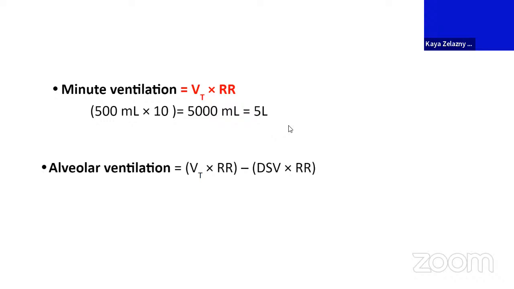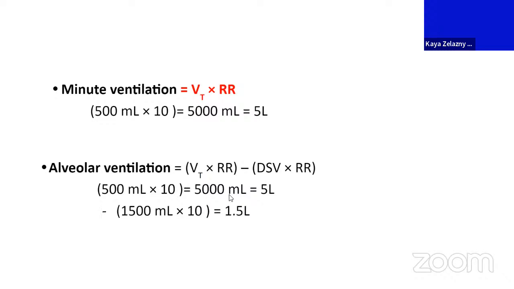For our alveolar ventilation, we start the same way. We multiply the tidal volume by our respiratory rate to get 5 liters. And we subtract away the dead space volume multiplied by our respiratory rate. We subtract those two values to get our 3.5 liters.